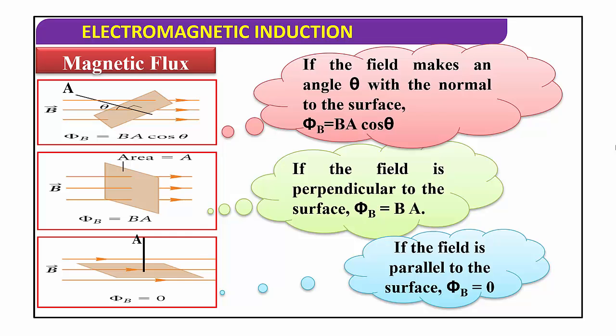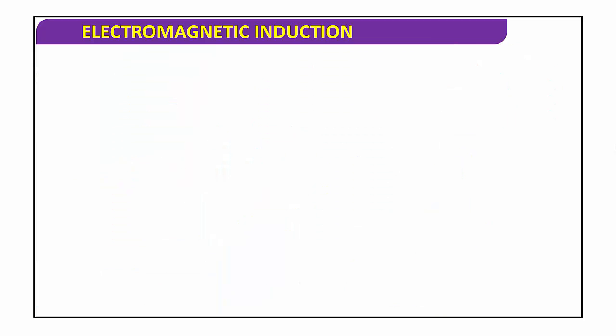The first condition, if magnetic field lines are perpendicular to the surface, then the equation is phi B equal to B into A because theta is 0 degrees. In the second case, if magnetic field lines are parallel to the given surface, then theta equal to 90 degrees, cos 90 is 0, 0 into anything will be 0. So magnetic flux phi B equal to 0. So these two conditions you have to remember.